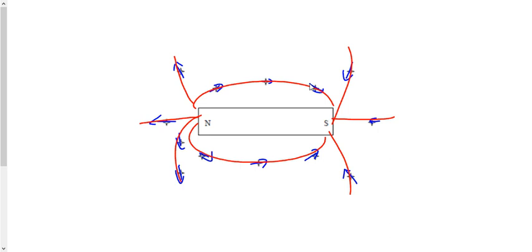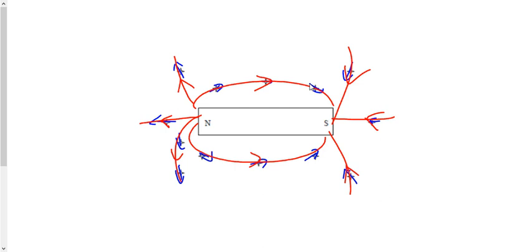These red lines represent the magnetic field lines surrounding the initial bar magnet with just a north pole and a south pole. The little blue arrows indicate the direction of that magnetic field. You can see that the magnetic field is leaving the north pole and going toward the south pole, kind of like an electric field leaves the positive and goes toward the negative.